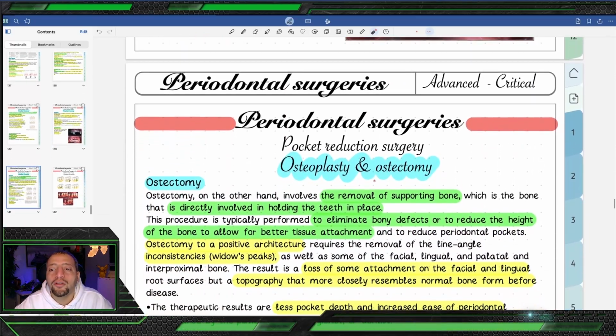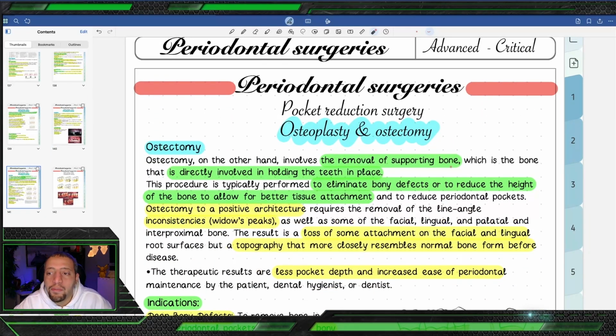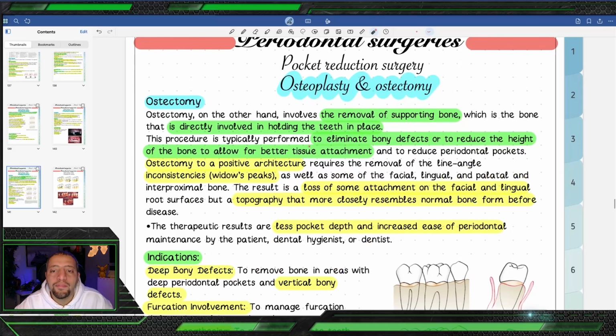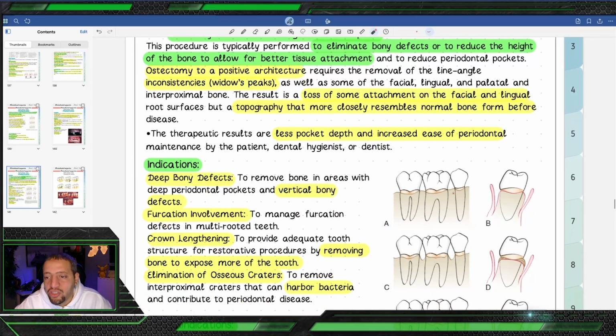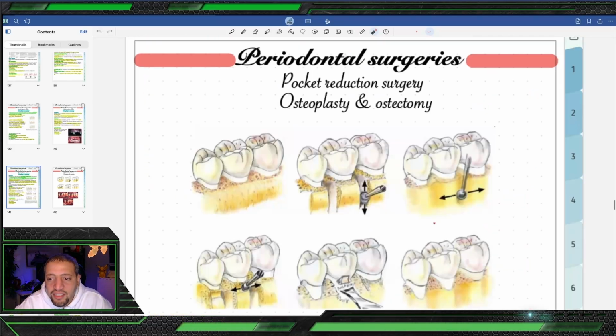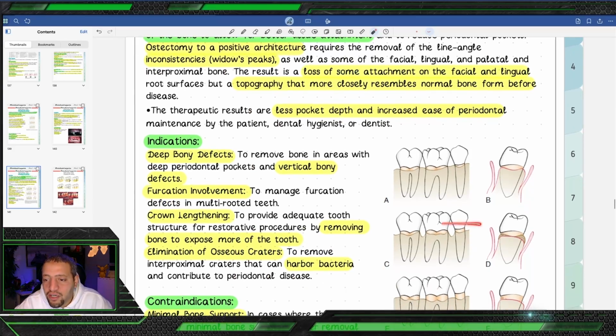Okay, how about osteectomy? Osteectomy, on the other hand, involves removal of supporting bone, which is the bone directly involved in holding the teeth in place. It is typically performed to eliminate a bony defect or to reduce the height of the bone to allow for better tissue attachment. So again, this relates to the positive architecture. This is the positive architecture we aim for. This is the negative architecture. Sorry, it's jumping away. And this is a negative architecture we don't like.